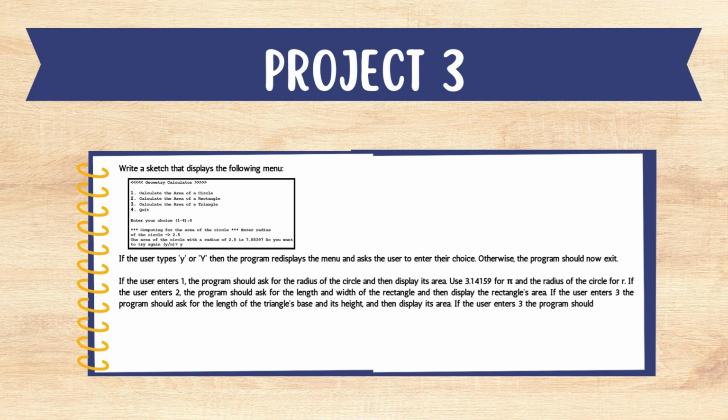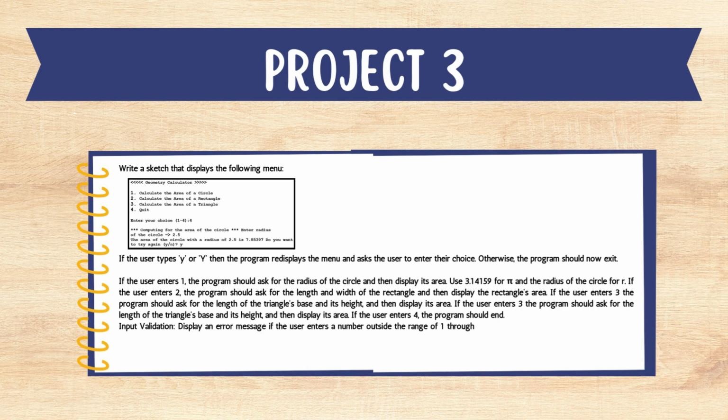If the user enters 3, the program should ask for the length of the triangle's base and its height and then display its area. If the user enters 4, the program should end. Input validation: display an error message if the user enters a number outside the range of 1 through 4 when selecting an item from the menu.